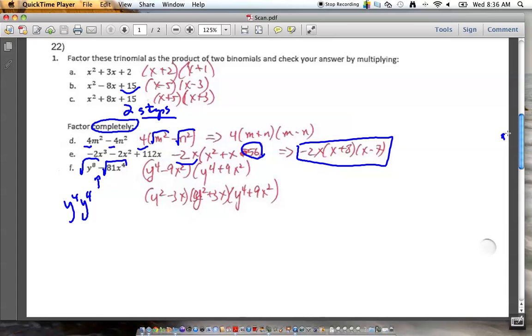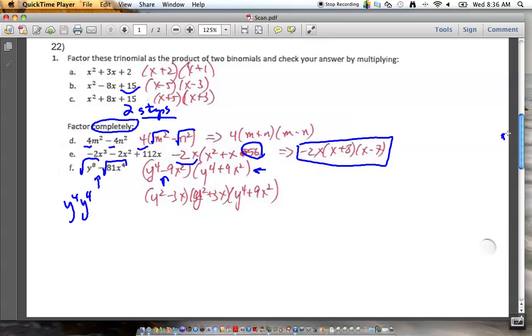Now, what's the square root of 81? 9. So I get 9 and 9, of course plus and minus. And then lastly, the square root of x to the 4th is x squared. And on the particular question they had on the Regents, a lot of kids stopped right there. The problem is, if you look a little closer, this is another difference of two perfect squares. You can do that one also.